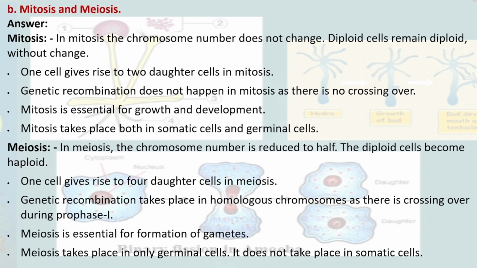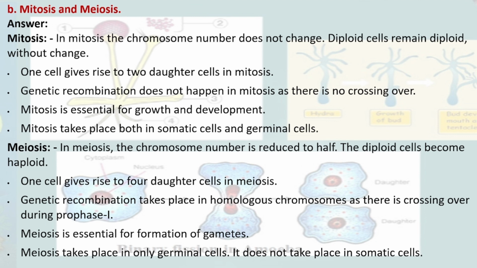B, mitosis and meiosis. Let's see the answer. Here the points of mitosis are given first and then of meiosis. Let's see what the difference is. In mitosis, the chromosome number does not change. Diploid cells remain diploid without change. But in meiosis, the chromosome number is reduced to half. The diploid cells become haploid.